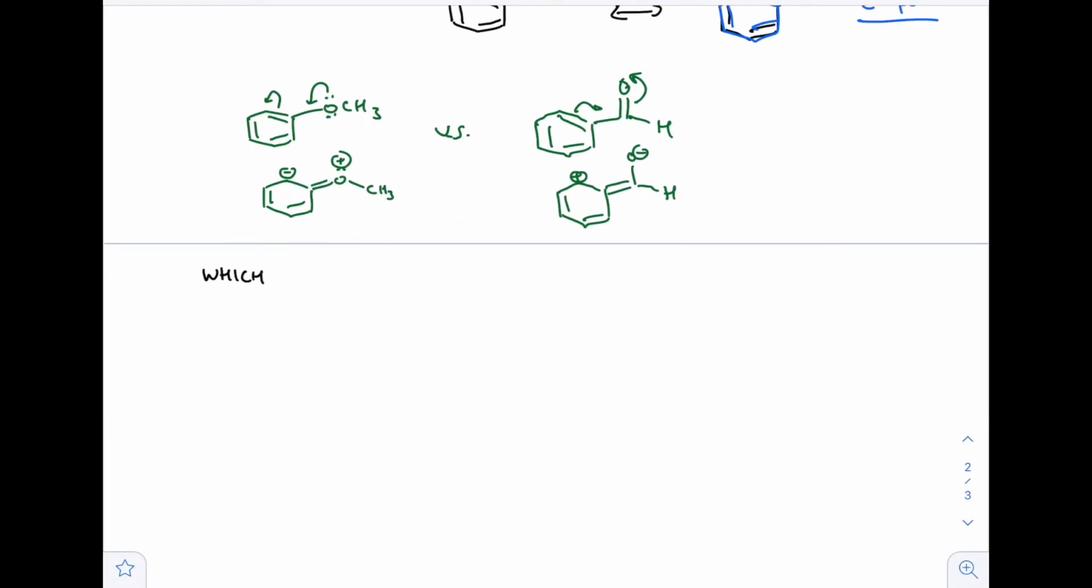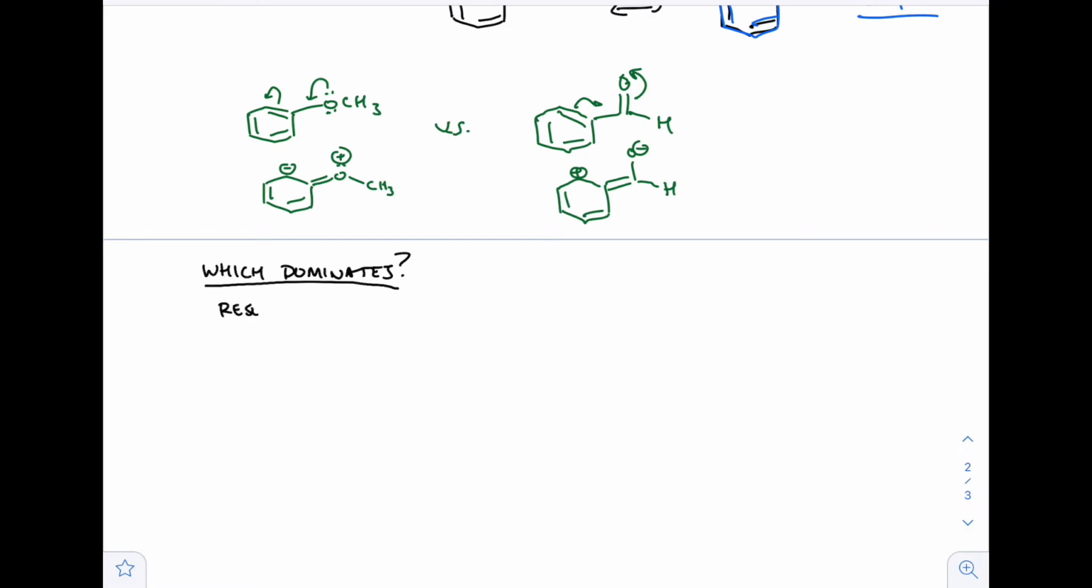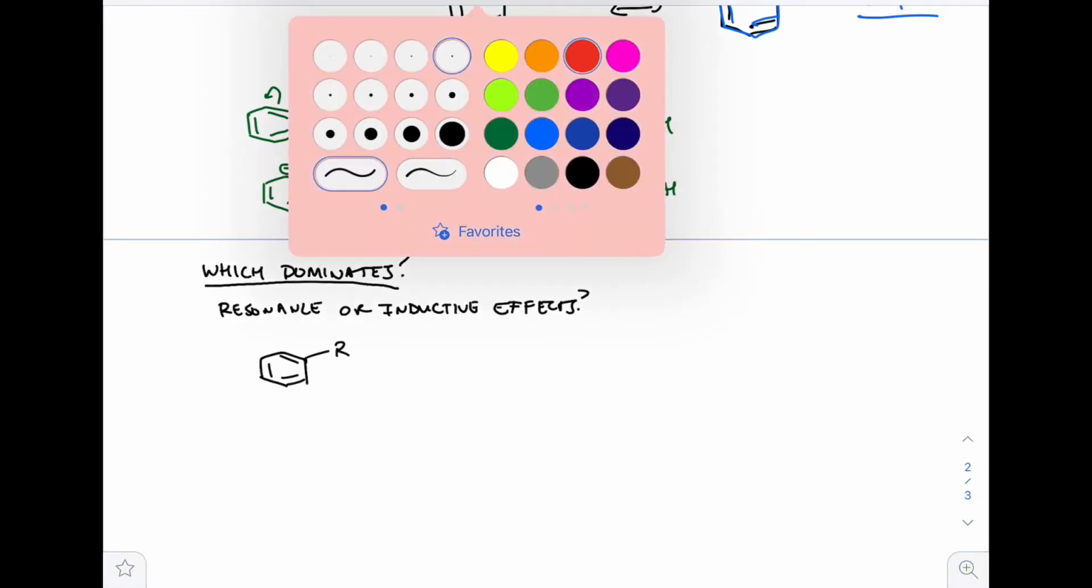resonance, right? So we did talk about inductive effect versus resonance effect, and we saw that the nitrogen can do both, right? So which one dominates? Is it going to be resonance, or is it going to be inductive effects? So let's talk about that. I'll give you a couple examples first, and then we'll have a chart later that's more comprehensive.